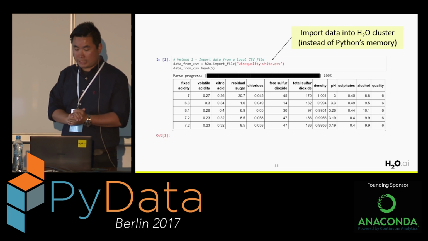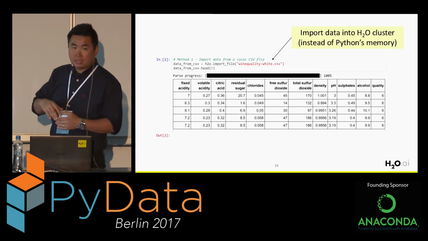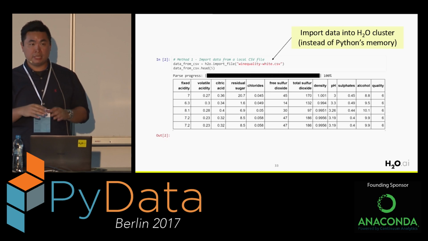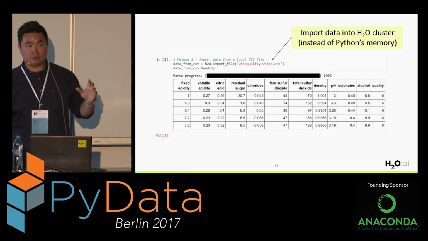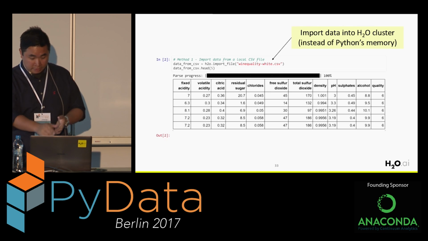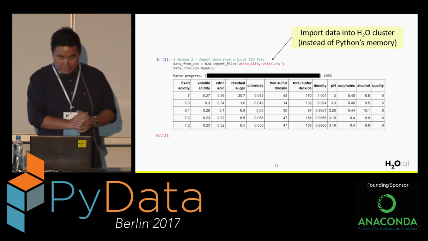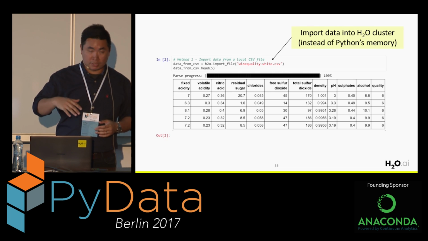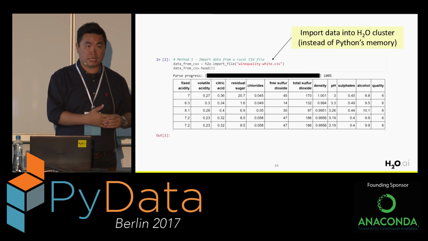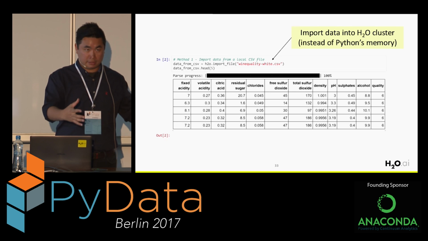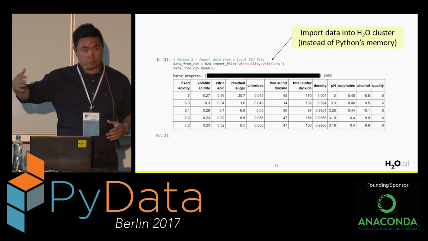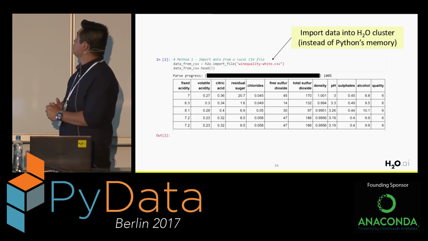What you need to do in H2O is use h2o.import_file, and then you point it to the path of that file. In this case, I have this wine quality CSV in here. You can find it in the GitHub repository. After that, you can just do the same thing that you would do in Python. You can look at the first few rows using the .head command. Then it will show you the first 5 rows of the data, as you can see here.